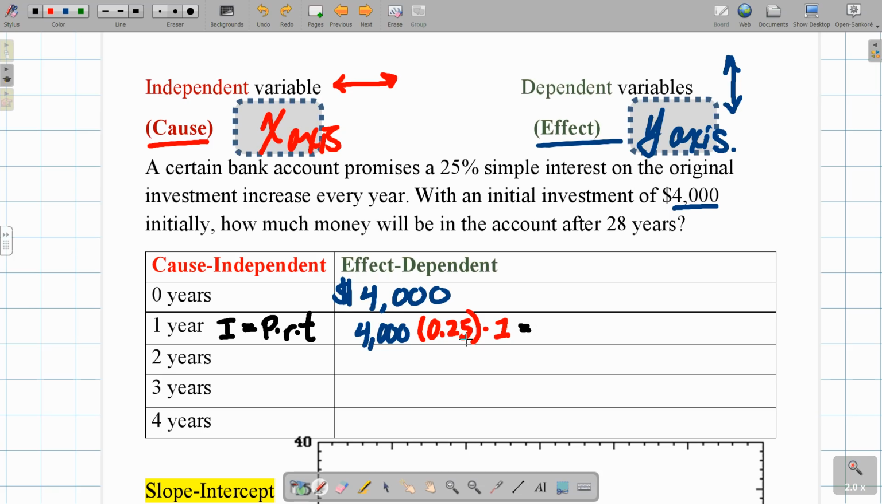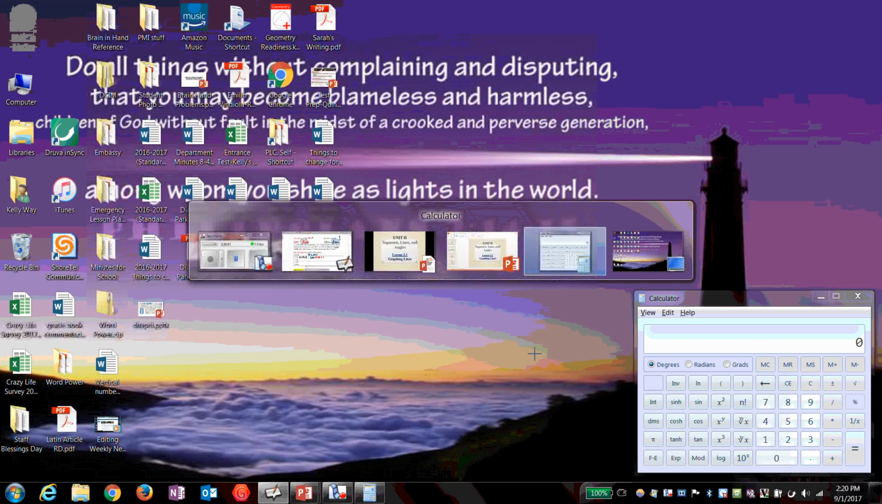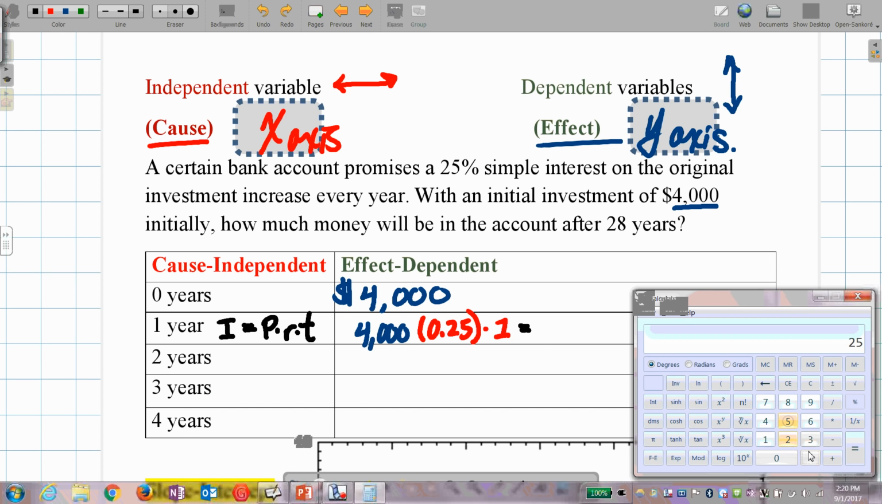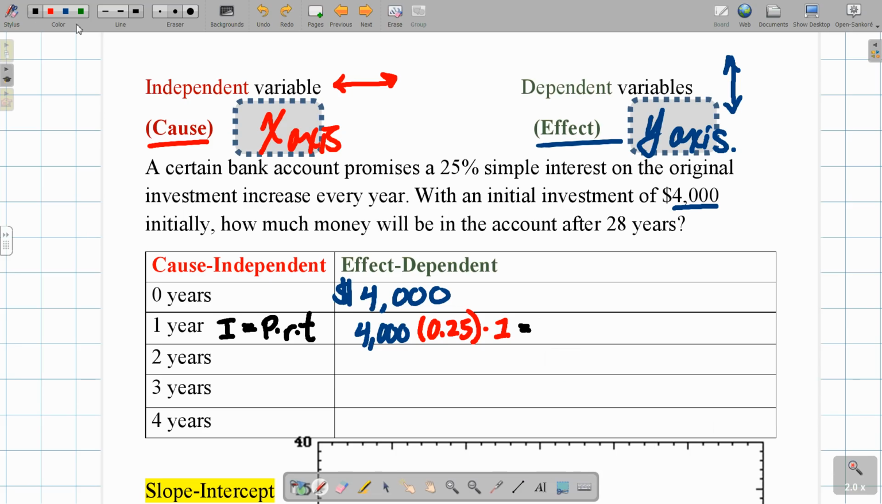And of course, if you look carefully, that's basically 1/4. So 25% of 4,000 is 1,000. For those of you who are like, what did she just do? 0.25 times 4,000. And technically, it's times 1. Okay, so that's $1,000. Now that's interest. So after 1 year, my actual balance is going to be the principal plus the interest. It's going to be $5,000.